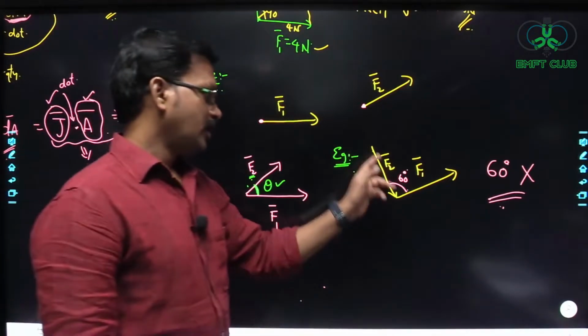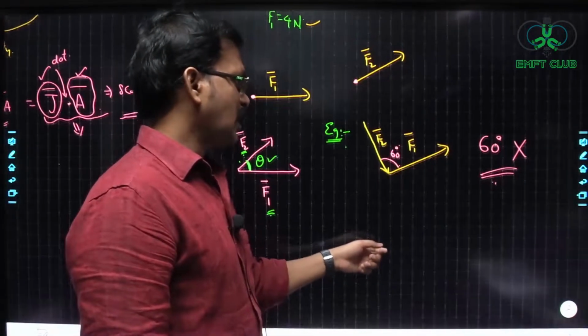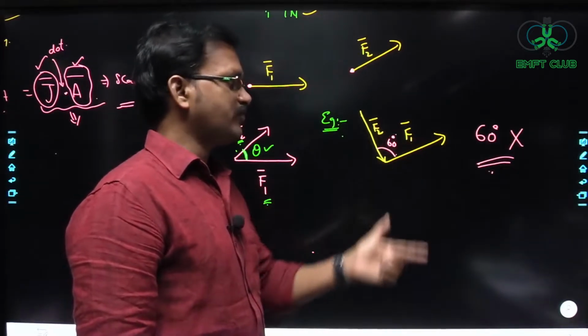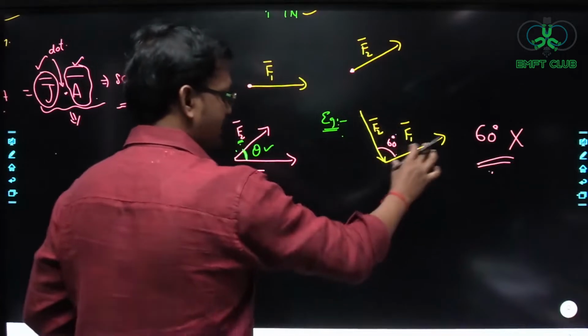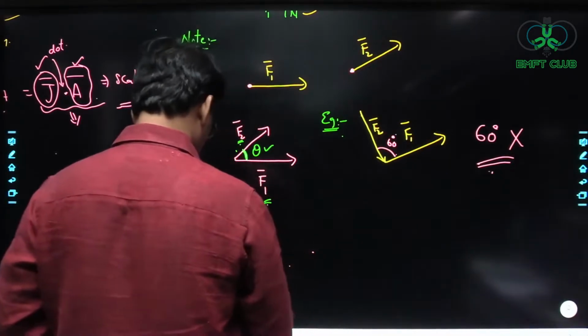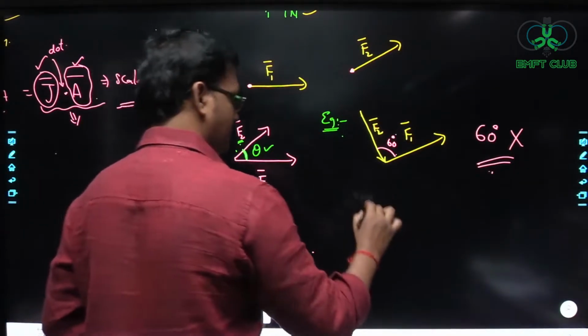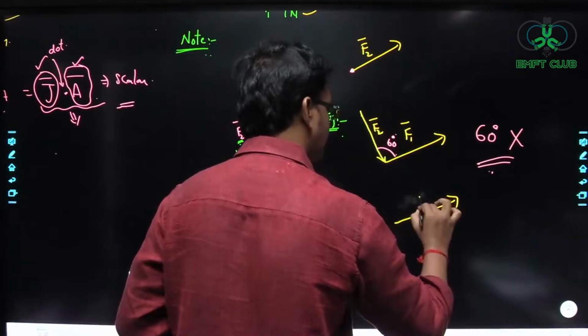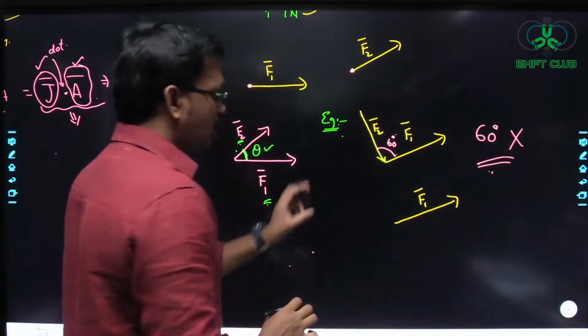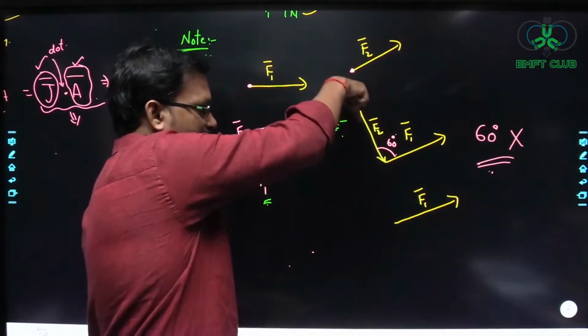Understood? So here they have given it as 60 degrees, and if they ask to determine the angle between f1 bar and f2 bar, without changing the direction you can redraw the figure in this manner. So f1 bar is pointing in this direction. Now f2 bar is pointing in this direction.